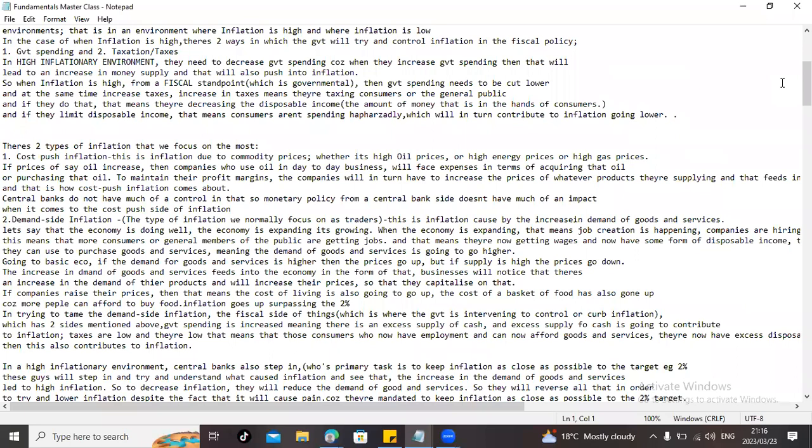Yes. So now, if the central bank is hiking interest rates or performing quantitative tightening, which is reducing its balance sheet, will that suppress the economy or support the economy? That will suppress the economy.